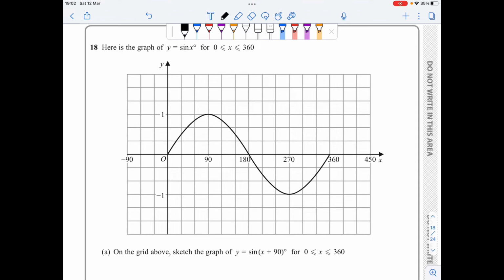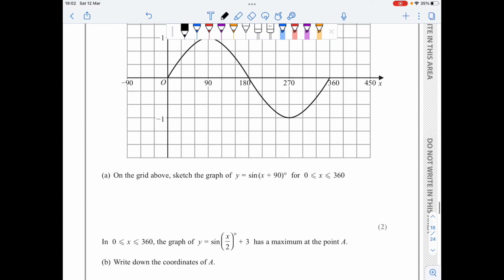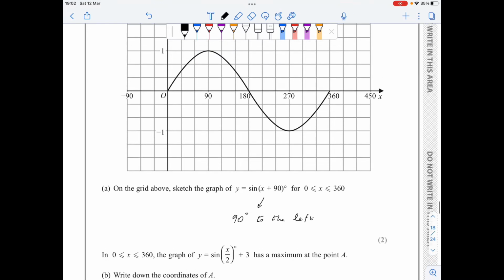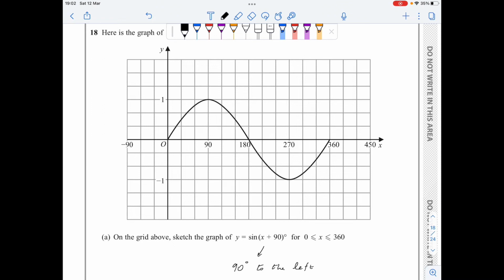For question 18, I have the graph of y equals sine x between 0 and 360. I need to sketch the graph of y equals sine of x plus 90. This is a translation by 90 degrees to the left. So let's move this by 90 degrees to the left. Note that the final graph should be between 0 and 360. So let's take some points on this graph and translate those points by 90 degrees to the left. Let's join those points with a smooth curve so we can have our translated graph.